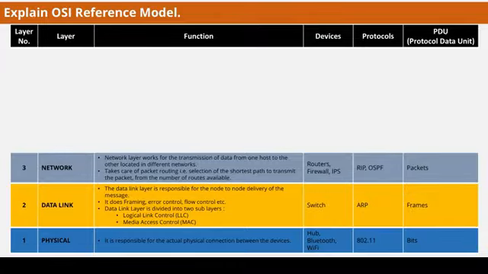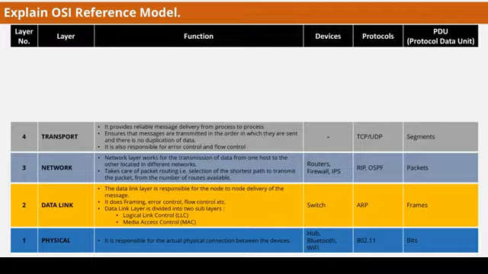Next is layer 3 called a network layer, which is responsible for the transmission of data from one host to the other located in different network. It takes care of packet routing, that is selection of the shortest path to transmit the packet from the number of routes available. The devices that work at layer 3 are routers, firewall, and IPS. Protocols include RIP, OSPF. The PDU is in the form of packets.